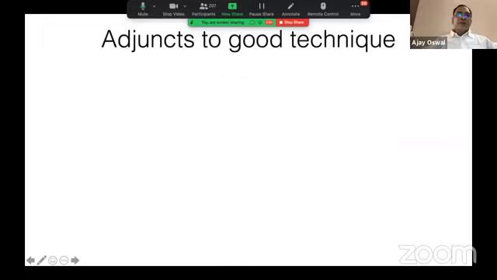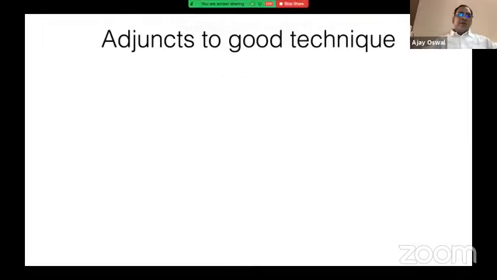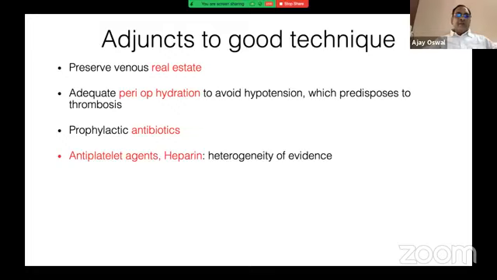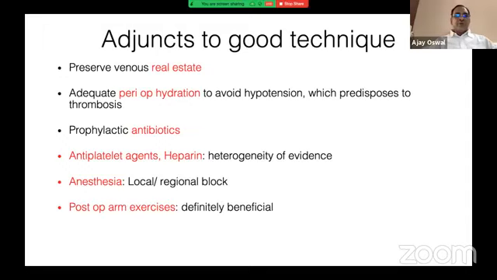There are certain adjuncts to good technique. The venous real estate should be preserved, adequate perioperative hydration, prophylactic antibiotics, antiplatelet agents and heparin, they have a very doubtful value, loco-regional anesthesia. Of course, post-op arm exercises have been proven to be definitely beneficial, and the patient should be trained in palpating the thrill, and if he feels that the thrill is absent, he should immediately report to the hospital.